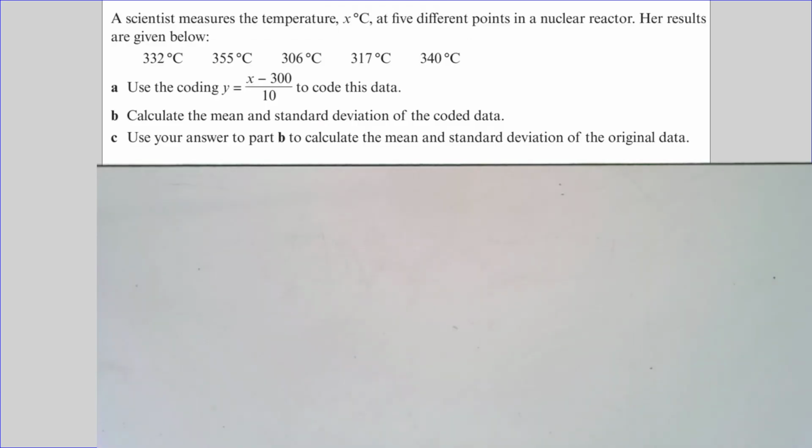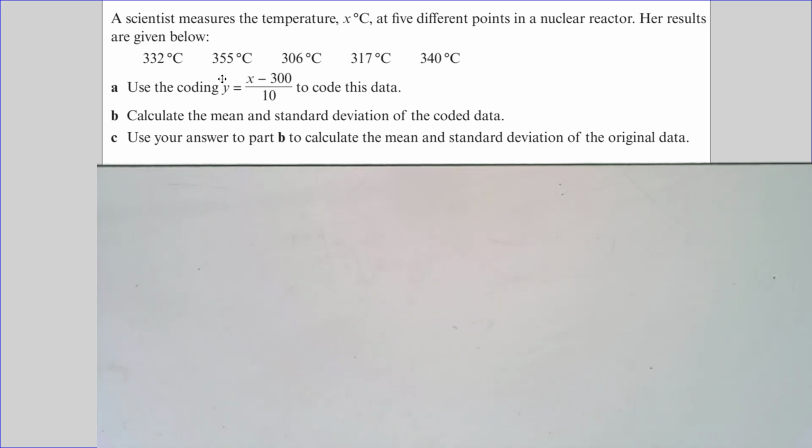To have a look at a quick example here, we're going to look at a scientist who's measured temperature inside a nuclear reactor. So these are going to be quite big numbers, and her results are given, and then we're going to use some coding to have a look at what happens to this set of data. So our coding is given here. These ones we'll notice have been labelled X. And we've got this coding here that tells us how to get Y.